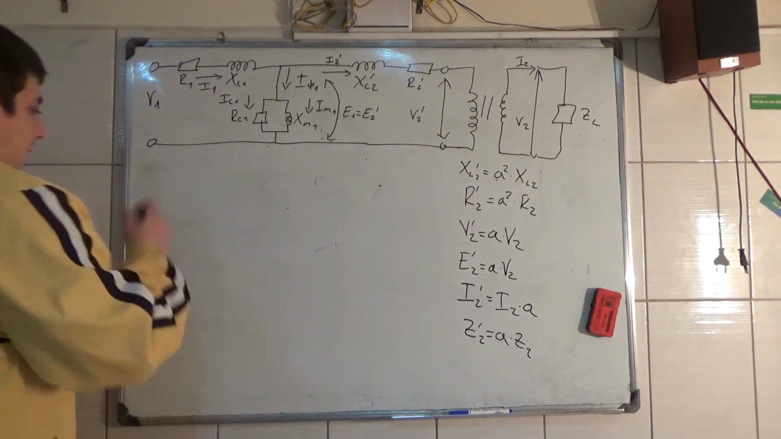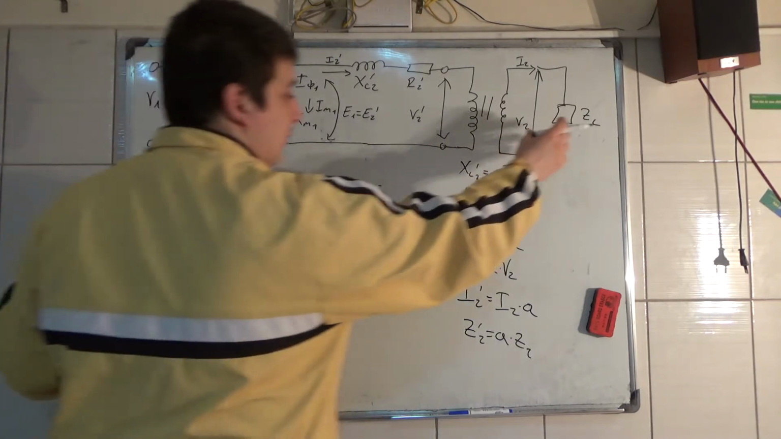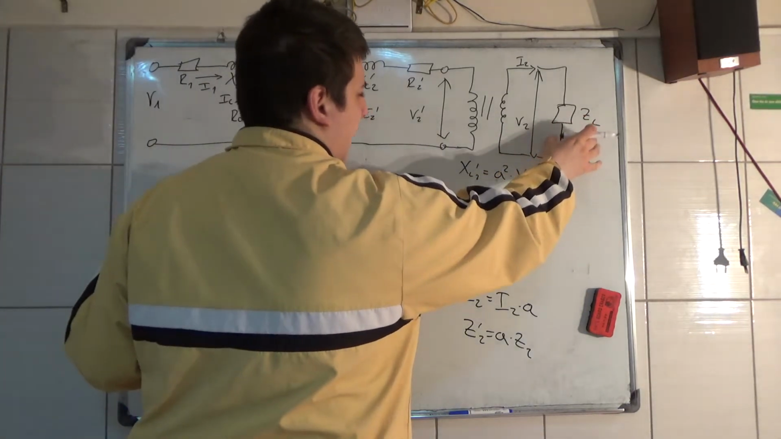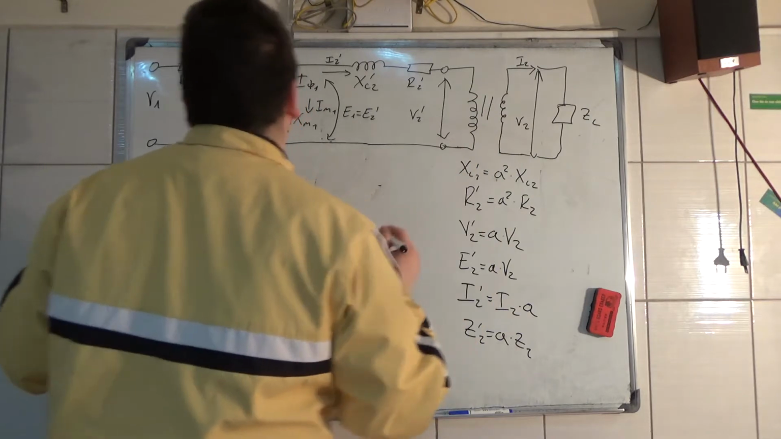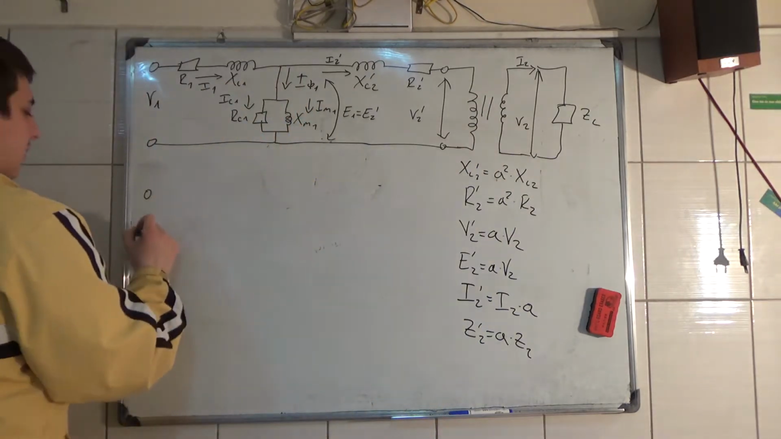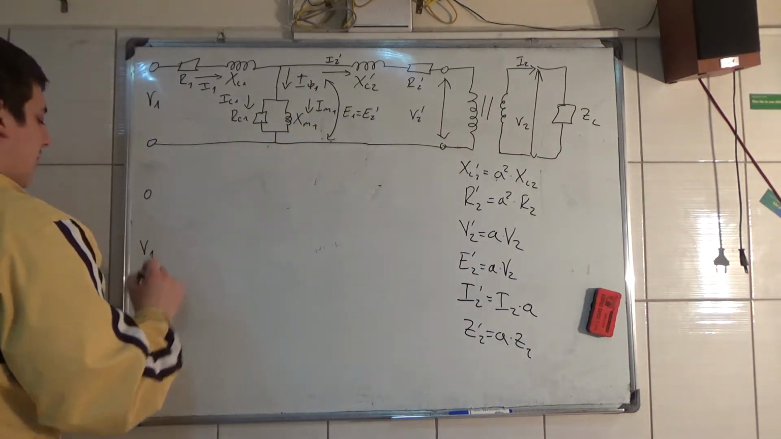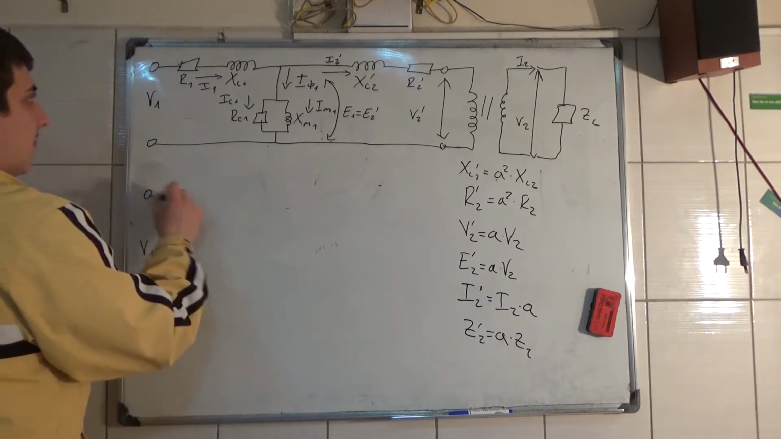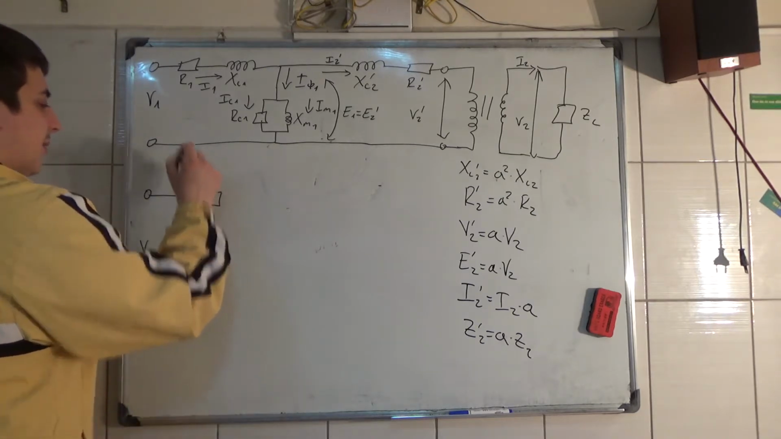So now we have, if we want to transfer this from the secondary to this equivalent circuit, now we have here the induced voltage V1. Now we have the resistance of the primary winding.